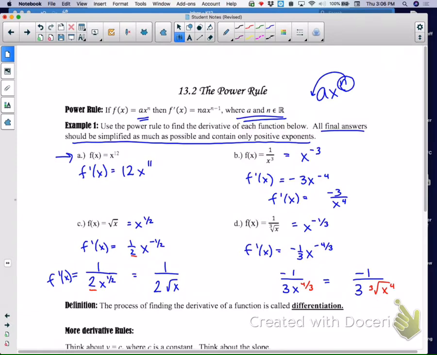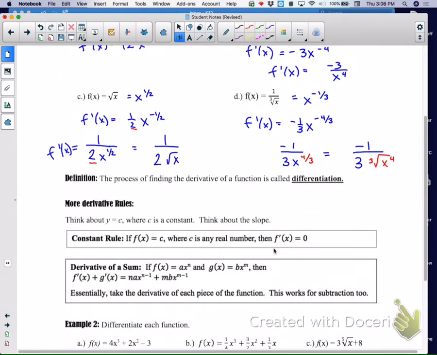Now, what we did here is we did derivatives. That process is called differentiation. So if you see a direction that says differentiate something, you might see it say differentiate y with respect to x. That's exactly what we've been doing. Okay. So a couple more rules we'll throw in here, and then we'll do some other examples.